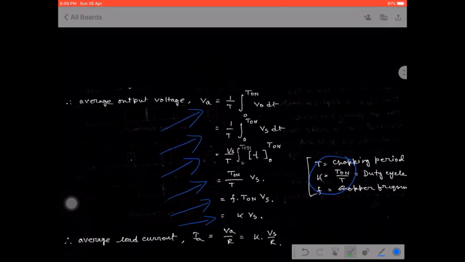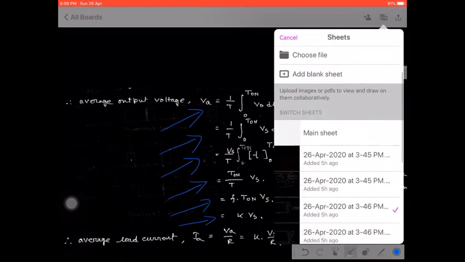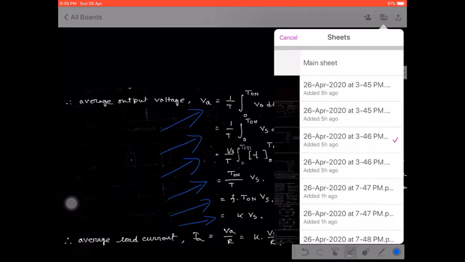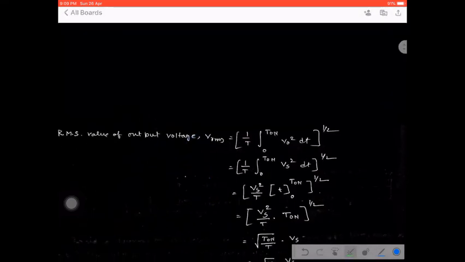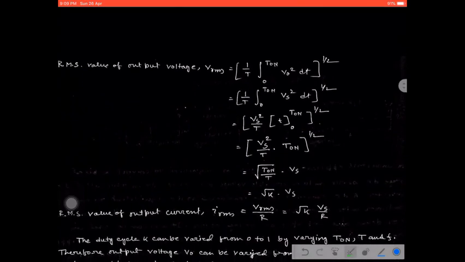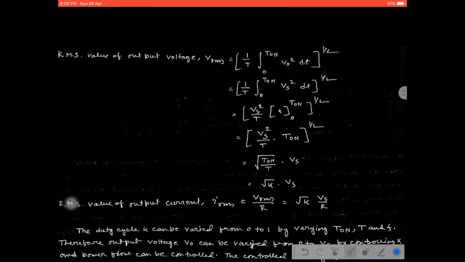Now we should calculate the RMS value also. So this is the sheet in which we can explain the calculation of the RMS value. See, in this sheet, the calculation part is given. The RMS value is equal to root mean square. So that is why V0 square dt from 0 to T1.